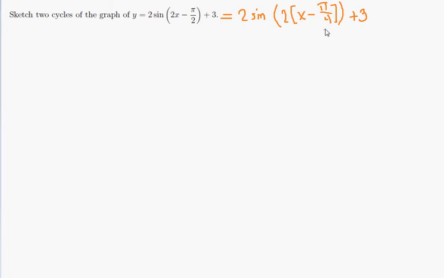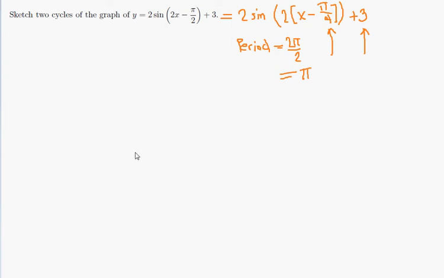Okay, now why is this important? Pi over 4 is going to be the horizontal shift. So the first cycle is going to start on pi over 4. Plus 3 is going to be the vertical shift. And finally, the length of the period is going to be equal to 2 pi divided by the number 2 that we factored out here, which is equal to pi.